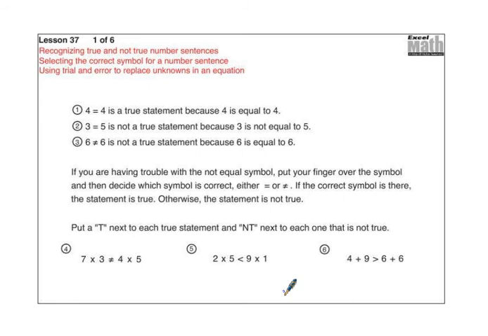Fifth grade Excel, lesson 37. We're going to be looking at the true and not true number sentences, correct symbol for number sentences, and using trial and error, or what I call guess and check, to replace unknowns in an equation.